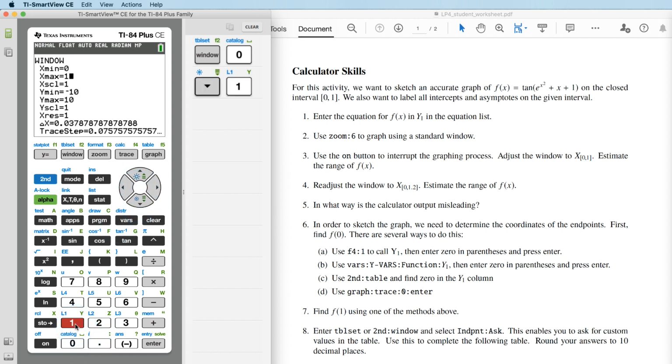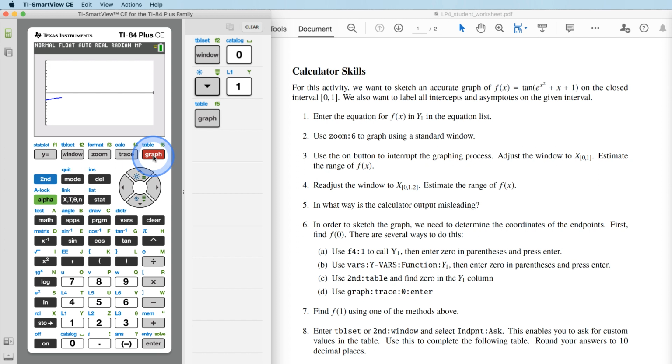And we weren't told what to make the scale, so I'm just going to leave the scale 1 as is. And we are going to hit graph, and then we want to estimate the range of the function f of x. So I want you to look at this graph, and based on what you see here, what would you estimate the range to be? So just think about what you're seeing in this window only. What would you estimate the range of this function to be?